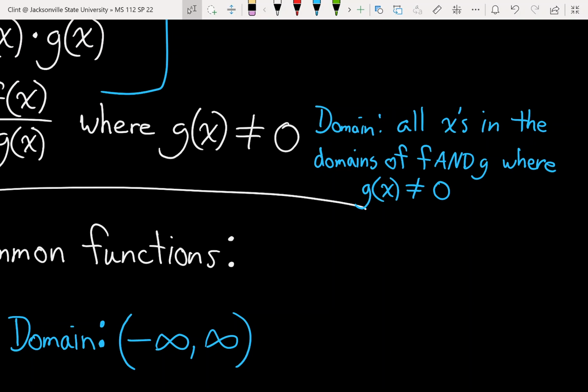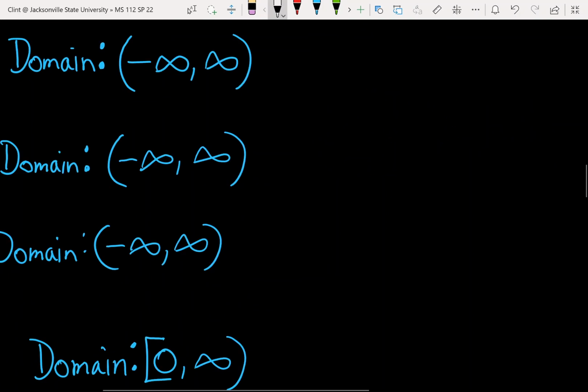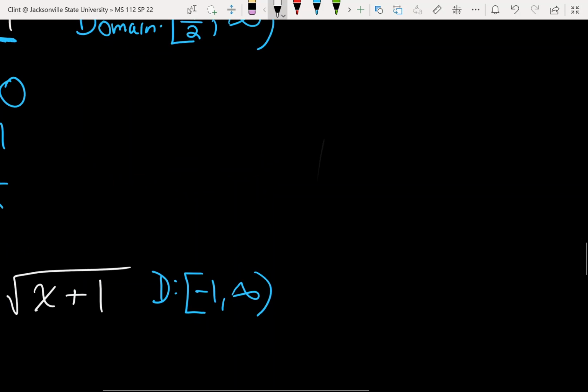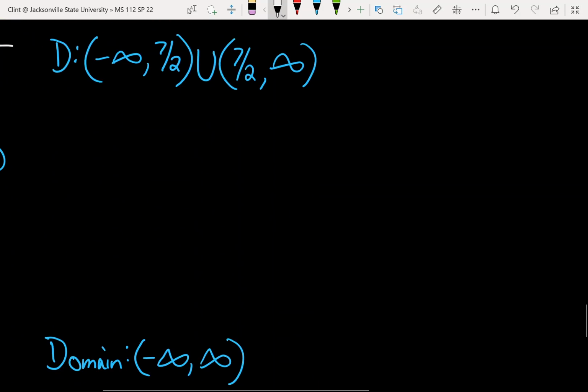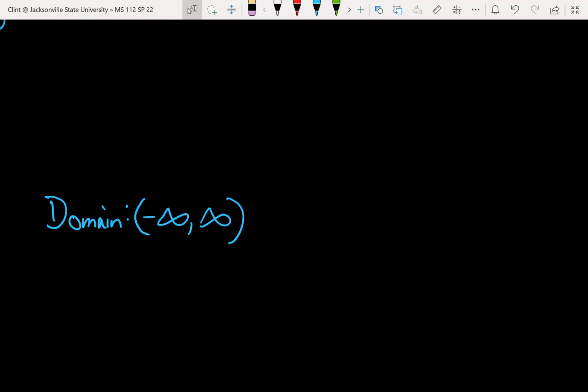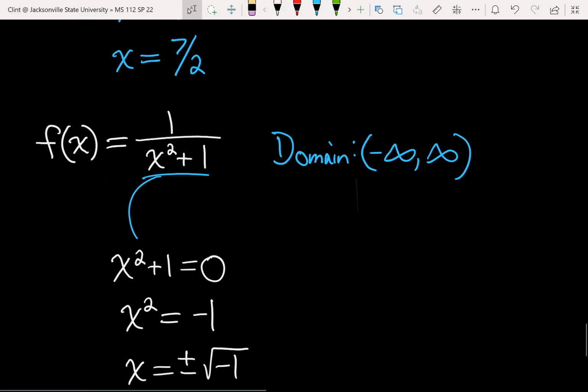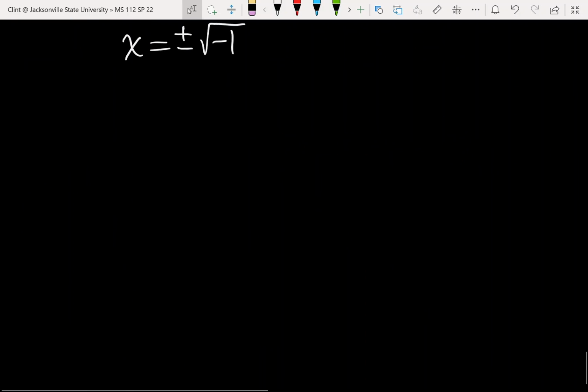Got that written down? Okay, so now let's actually deal with some functions. The domain's the harder part. Making the new functions, we're just adding, subtracting, multiplying, or dividing. It's not a big deal. Okay. So let's see.